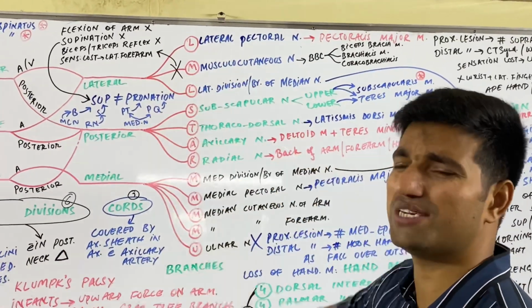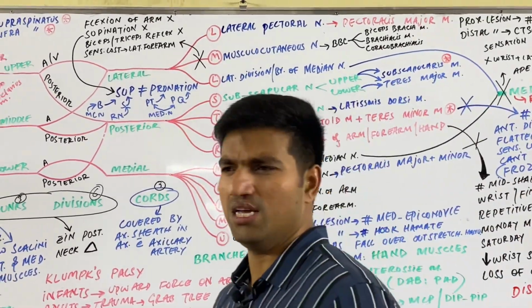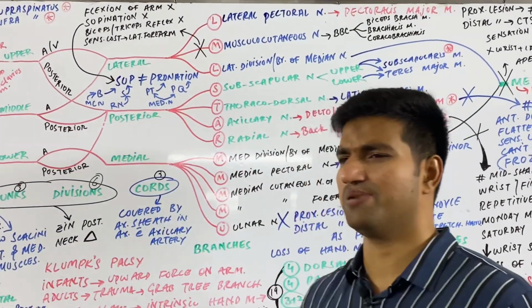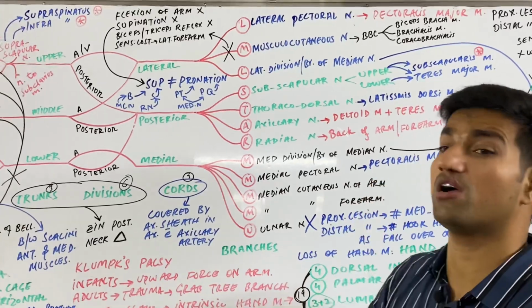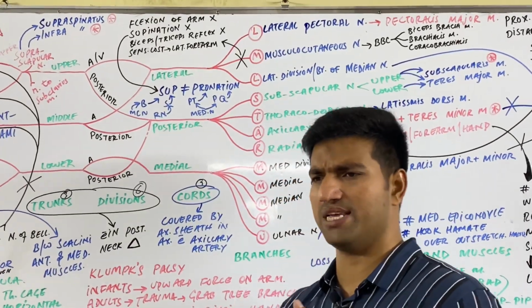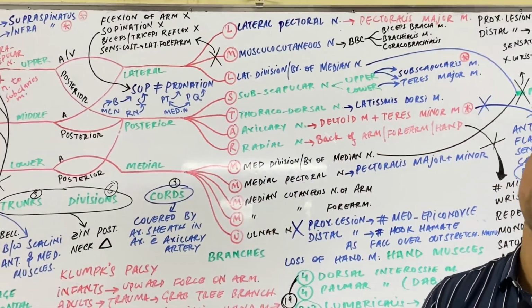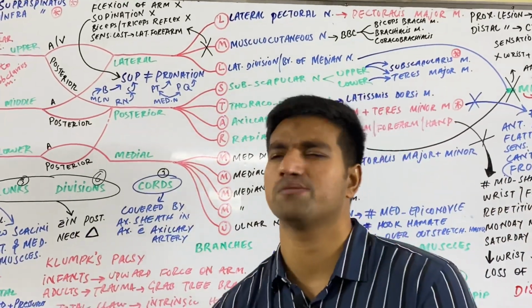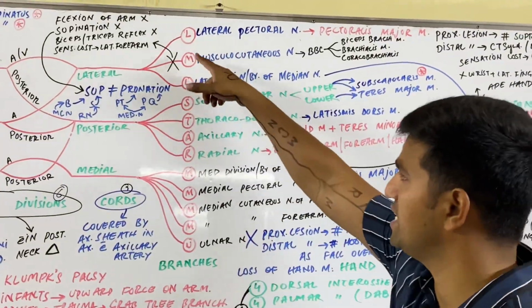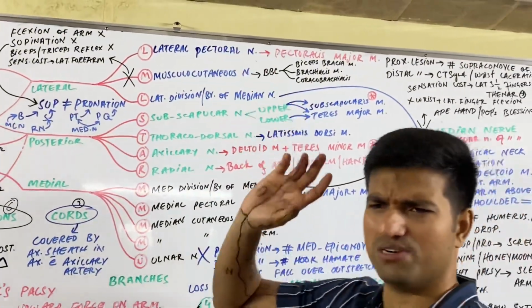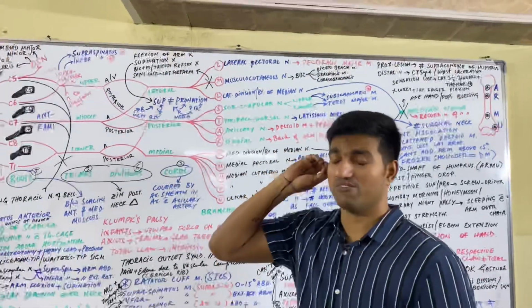Then we have the musculocutaneous nerve. It will innervate BBC: biceps brachii, brachialis and coracobrachialis muscles. They are the muscles of the anterior compartment of the arm. And if the musculocutaneous nerve is damaged by any kind of trauma, tumor or infection, then what will happen?